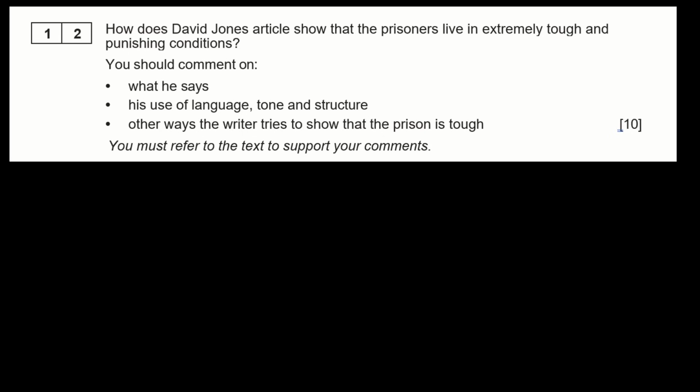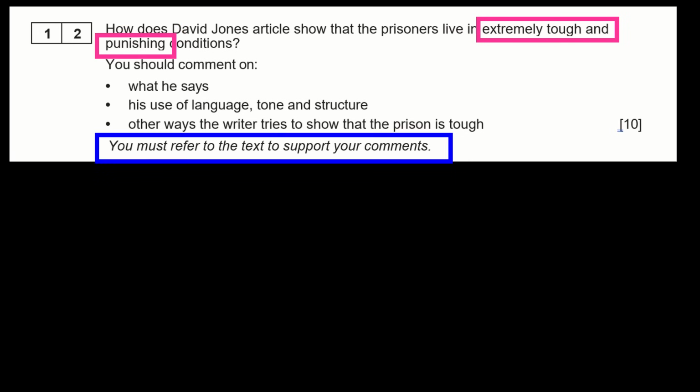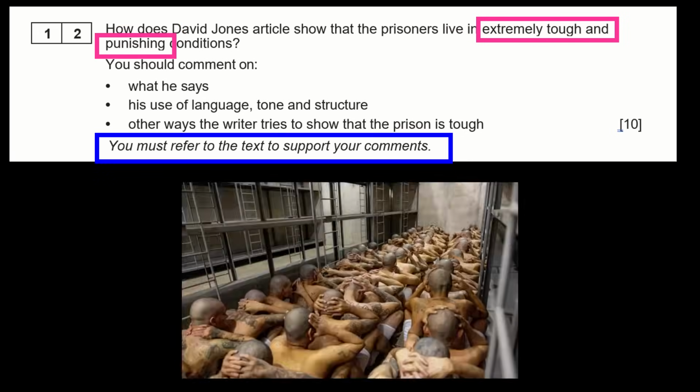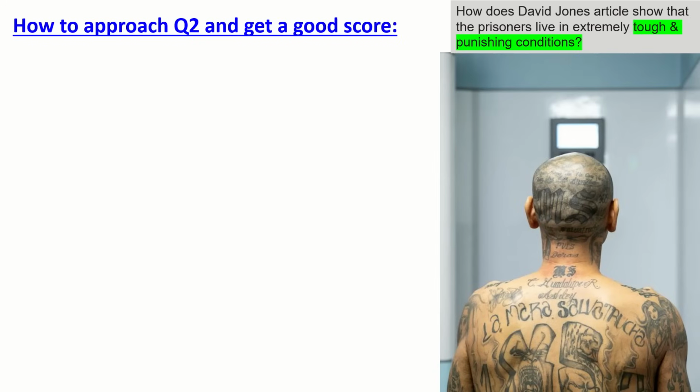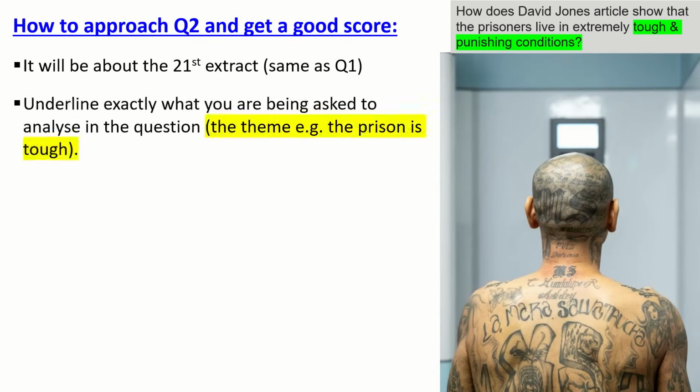Okay, question 2. This is the writer's craft question. How does the writer show that prisoners live in extremely tough and punishing conditions? And you've got to refer to the text to support any answer you do. So how to approach question 2 and get a good score. And remember, it will be on the same extract as question 1.